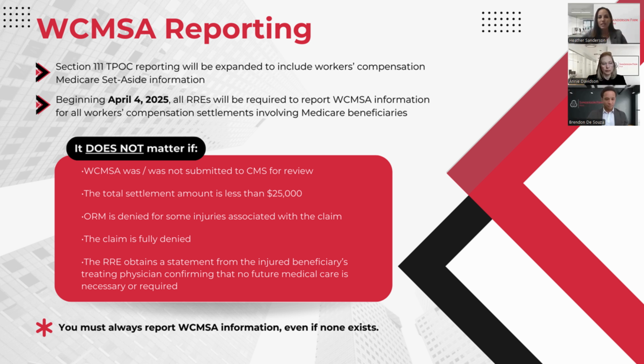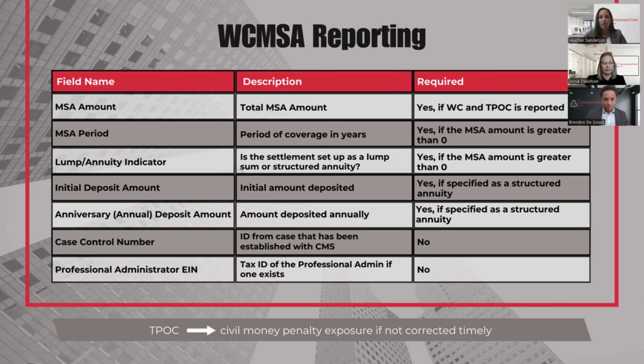Even if ORM is denied or the claim is fully denied, these fields still need to be populated. Or even if you have a statement from the injured beneficiary's treating physician confirming that no future medical care is needed, you still need to populate this information. Even if the MSA is 0, it still needs to be populated. Okay, so here are the 7 fields that must be reported as of April.